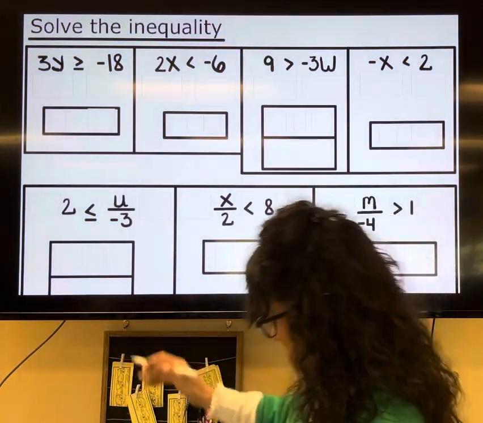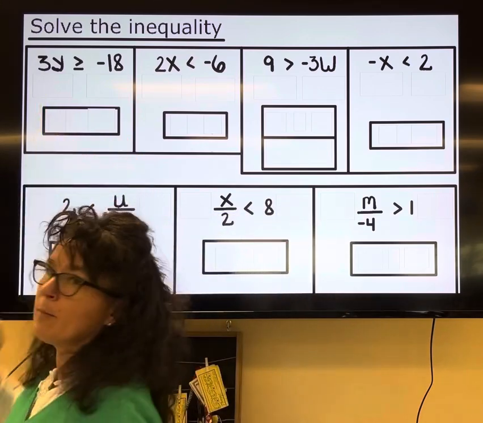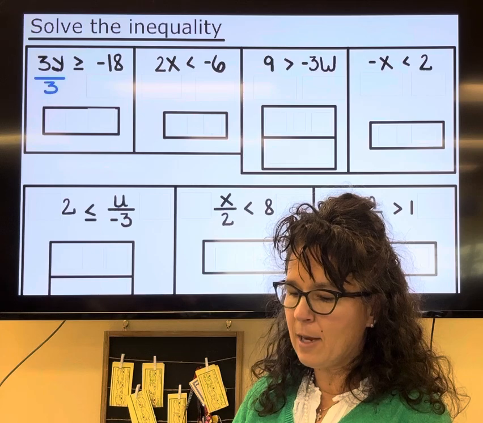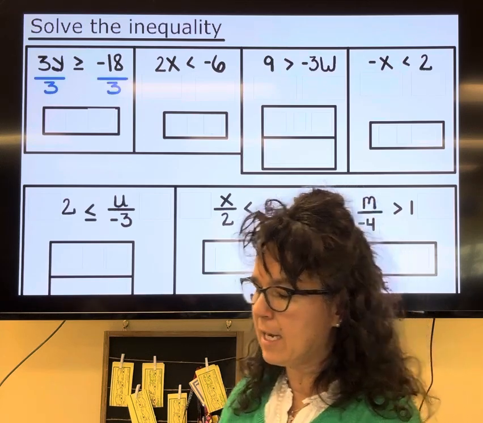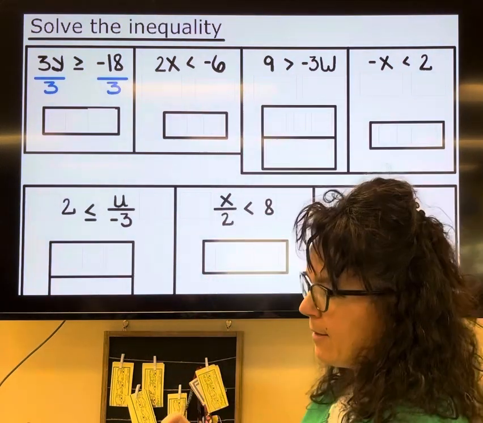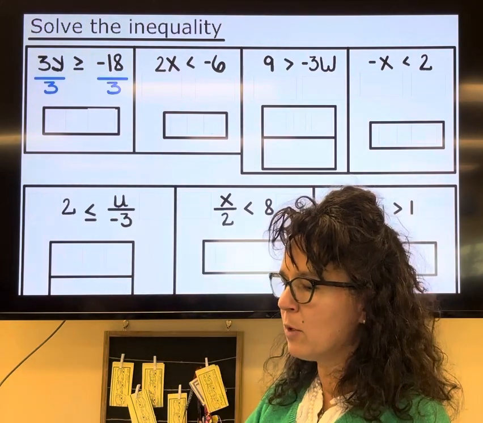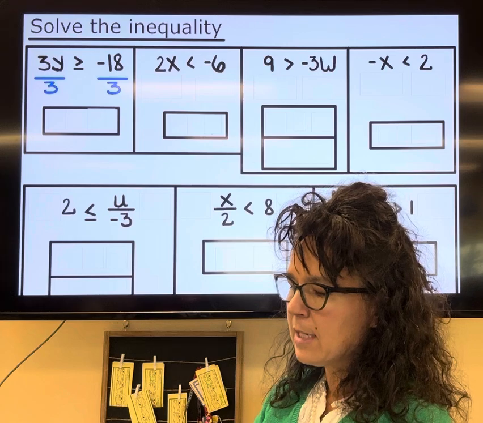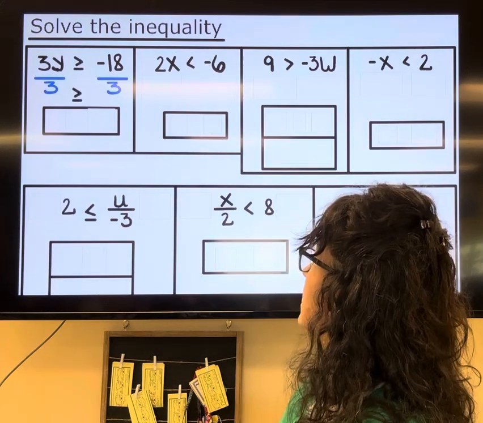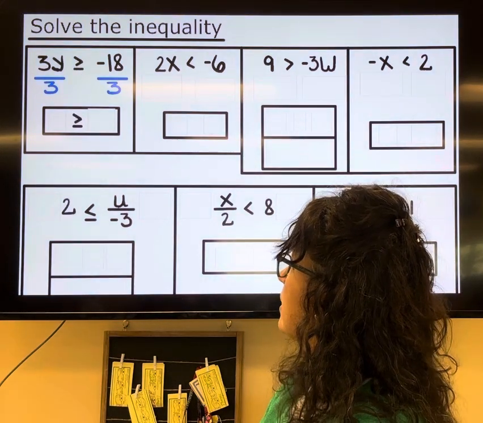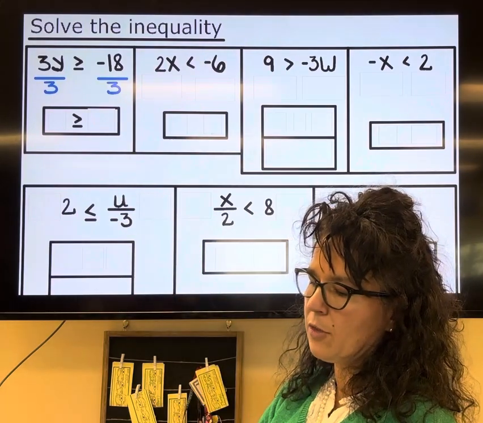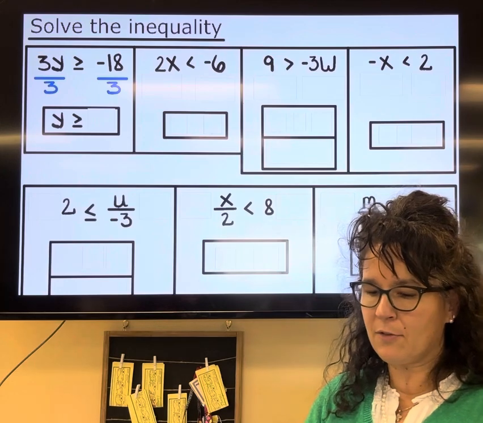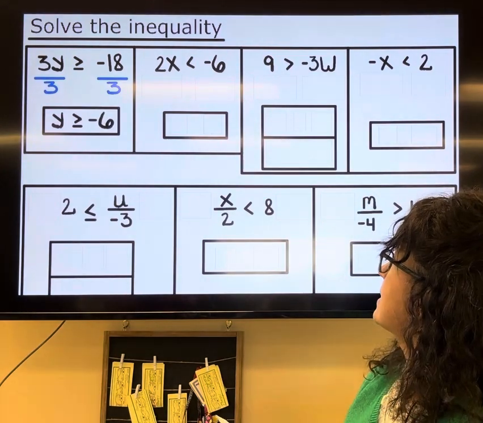Okay, so this one, I want to get rid of the multiply by 3. That's what's next to the y. So I'm going to divide by 3. What I do to one side, I do to the other. And in this case, notice I'm dividing both sides by a positive number. So this inequality symbol is just going to come straight down. Dividing by 3 is what got the y by itself. And then negative 18 divided by positive 3 is negative 6.